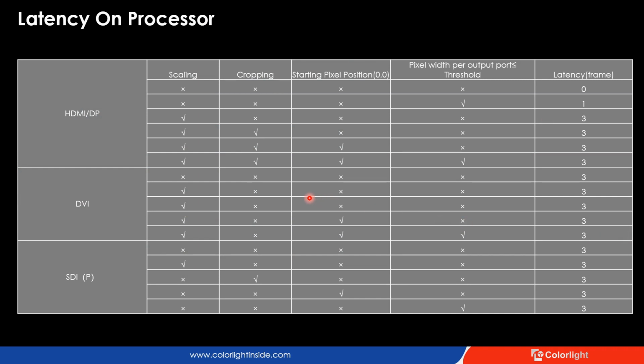Next topic is going to be latency. Latency is crucial on certain projects like broadcast and live events. This series supports a low latency feature. From this table, you might be aware that only the HDMI input has low latency, and there are a few factors determining whether the processor can achieve low latency or not. The minimum latency that can be achieved is 0 frame if no scaling, no cropping, no picture shifting, and the pixel width on each output port is below the threshold. Otherwise, the latency will be either 1 frame or 3 frames.